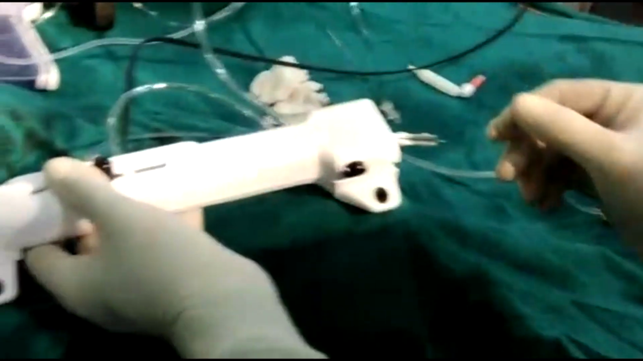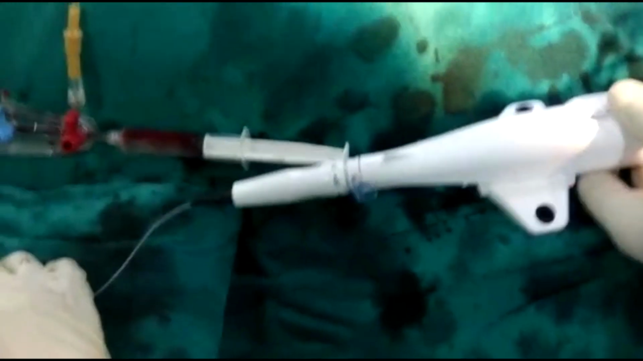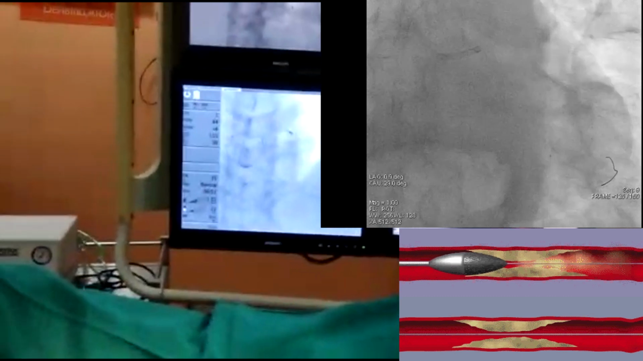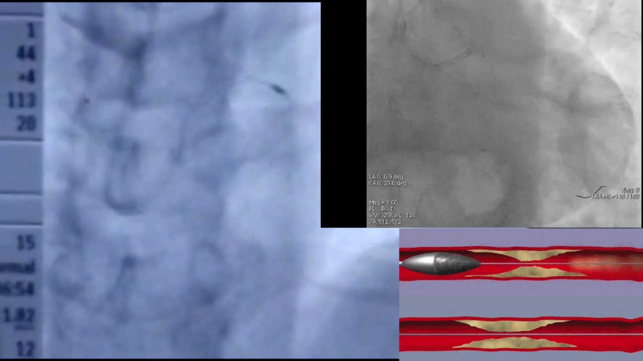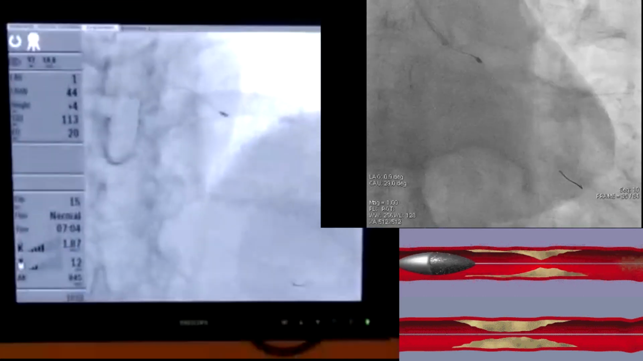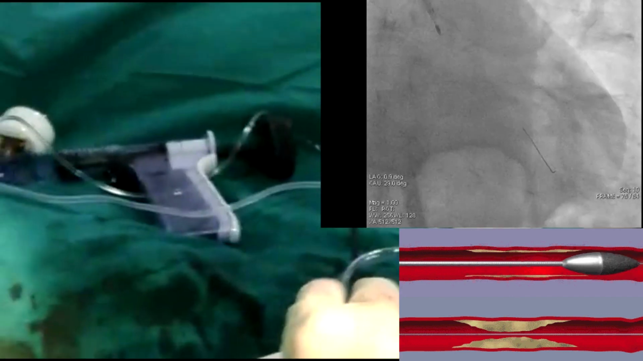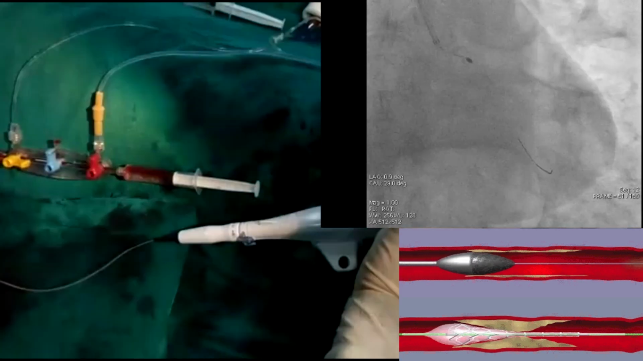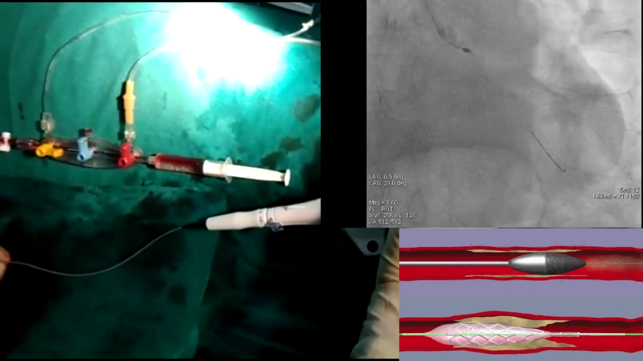Now the burr is activated and at an RPM of around 175,000 per minute, we are advancing the burr across the lesion. You are seeing an animation and a real live recorded movement of the burr. The burr has now jumped after debulking the lesion into the main circumflex artery. The burring noise also can change when it encounters resistance.